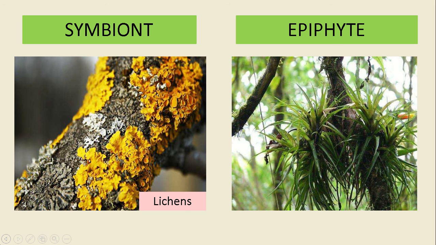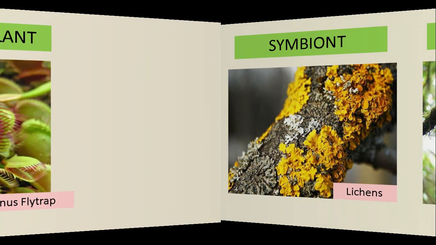Next is the epiphyte. It is a plant that grows on other plants, but it is not dependent upon the other plant. Epiphytes have two types of roots: clinging aerial roots which absorb nutrients from humus that accumulates in the crevices of trees, and aerial roots which absorb moisture from the atmosphere. Example of this is the orchids.